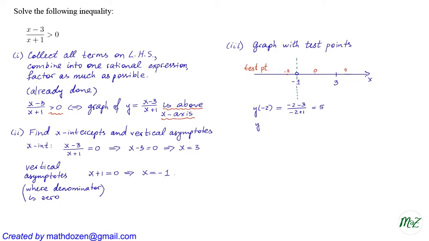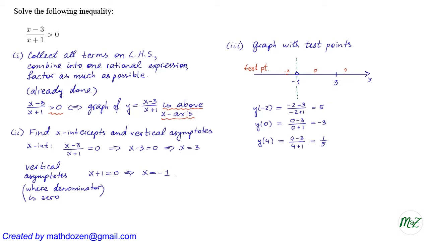When we calculate this out, we get +5. Then y at 0 is equal to (0 minus 3) over (0 plus 1). We get -3. And then y at 4 is equal to (4 minus 3) over (4 plus 1). That gives you 1/5. So now we're ready to make interpretations.